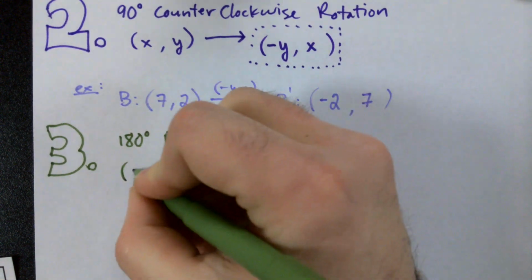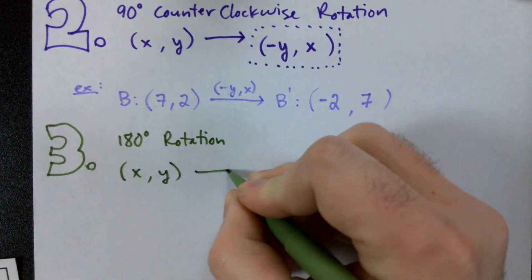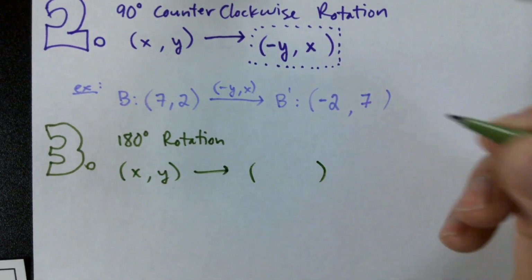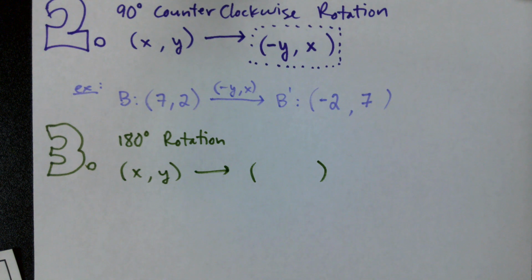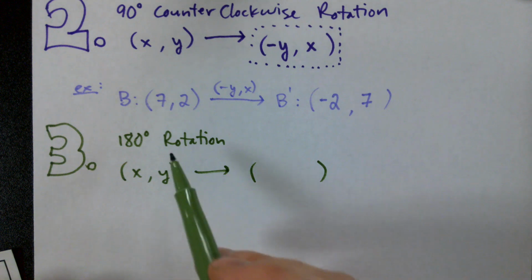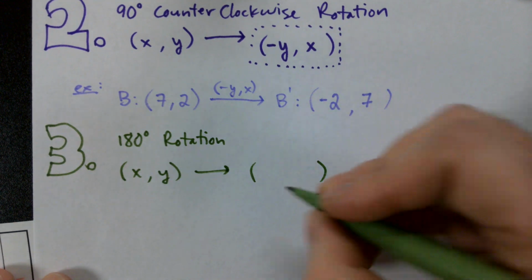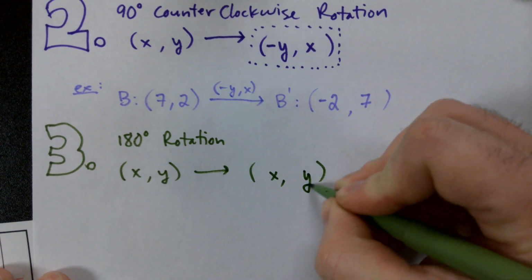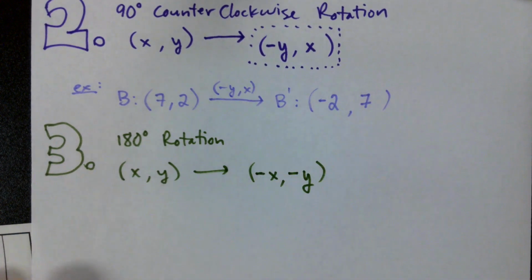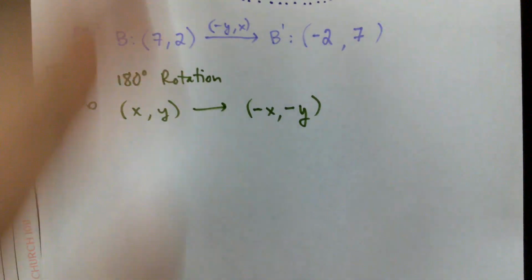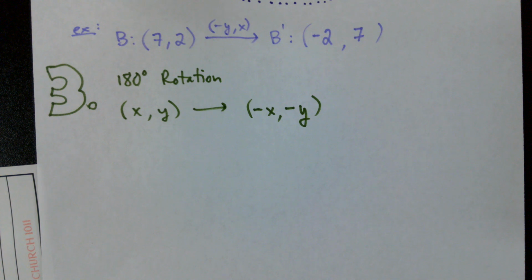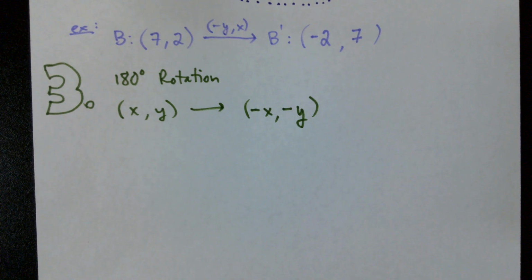So with a 180 degree rotation, we start with x, y. Now this time, because we're doing 2 turns, we don't need to flip the order of our x and y. That only happens when we do 1 turn. But since this is a 2 turn, x and y are going to stay in the same places, but we're going to flip the signs of both coordinates. This one is much, much simpler. You don't have to worry about changing the order and then potentially messing up what signs are getting flipped.